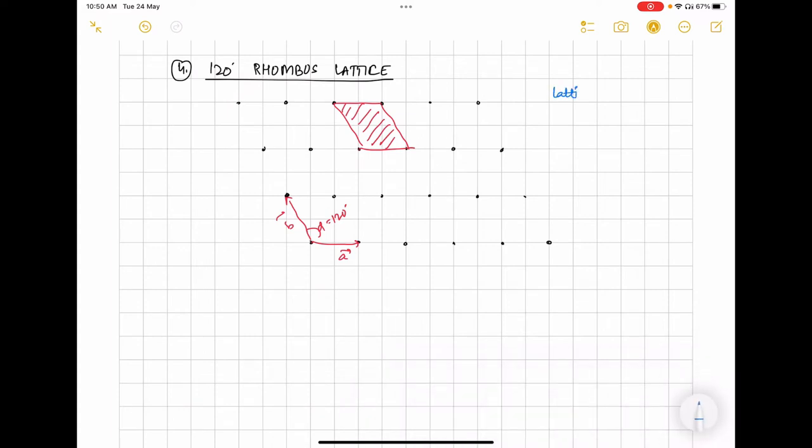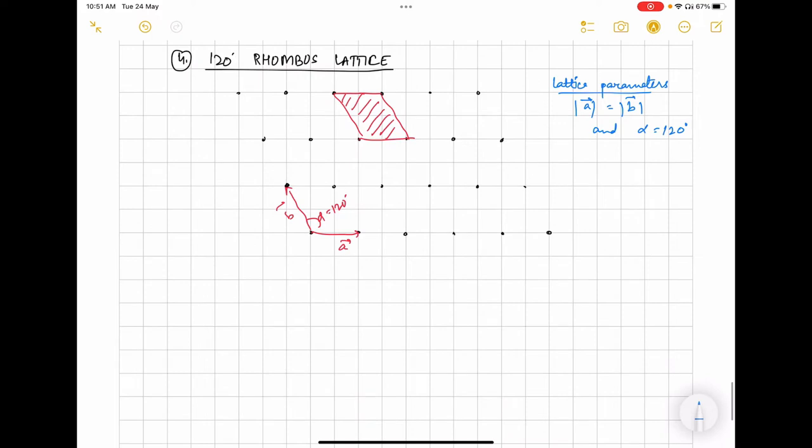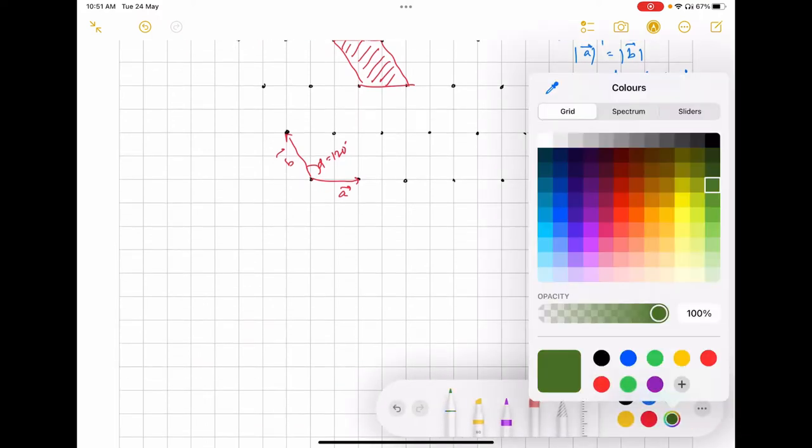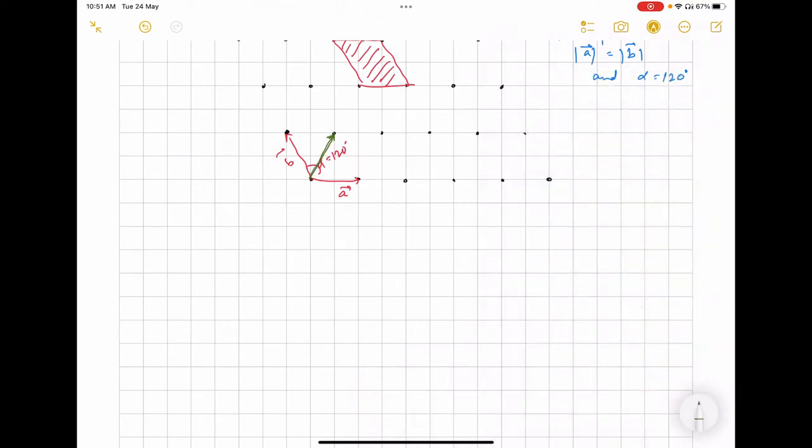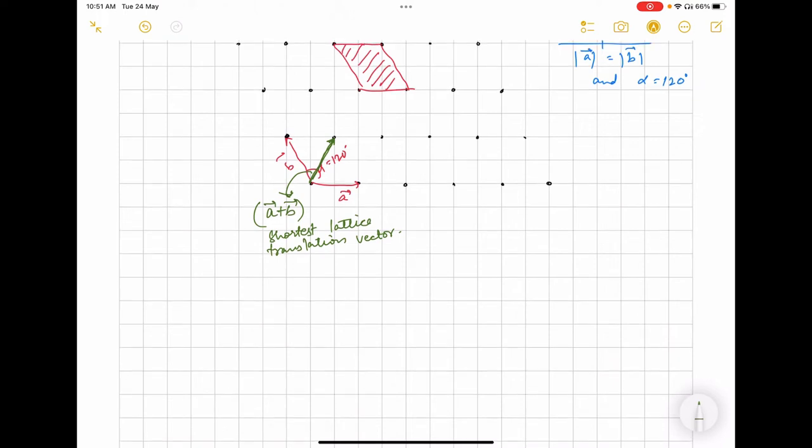So the lattice parameters that we see are A and B. Since it is a rhombus, they are equal. So A is equal to B and alpha equals 120 degrees. But what about the shortest lattice translation vector? The shortest lattice translation vector is this one. So this is your A vector plus B vector, and this is the shortest lattice translation vector. You see, the sum of two sides will always be greater than the third side. So this is the shortest lattice translation vector.